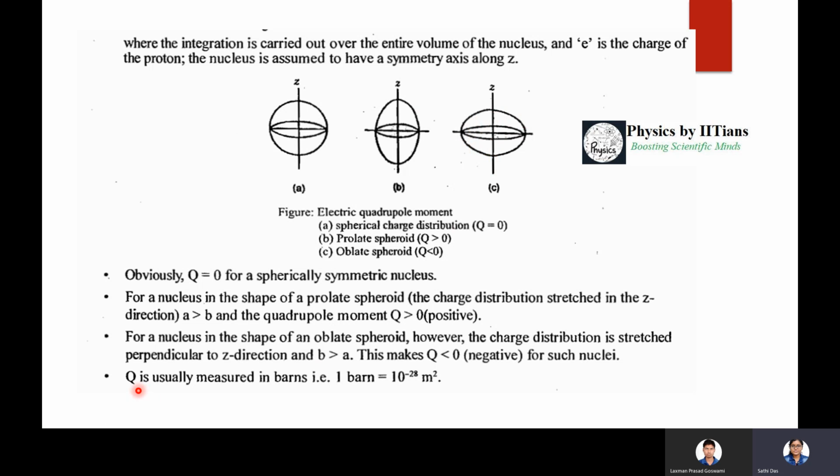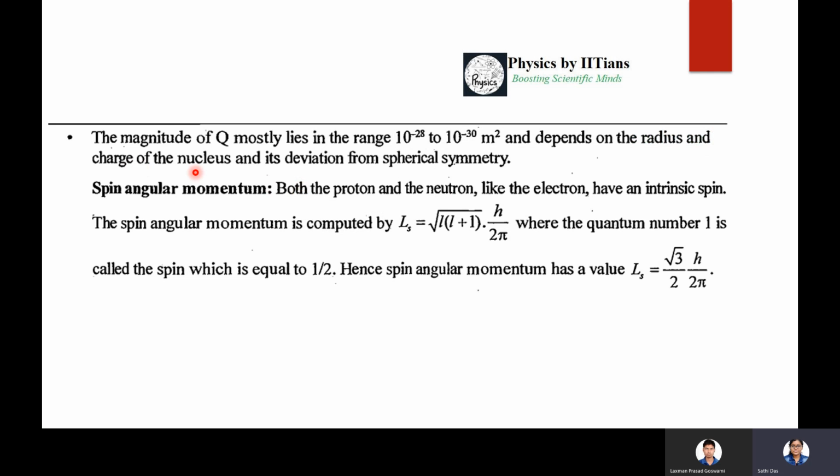Okay, and you should also know that capital Q, for the measurement of nuclei, is measured in barns, and one barn is 10 to the power minus 28 meter square, and capital Q will be 0 for a spherically symmetric nucleus. Suppose there is an s orbital. For an s orbital, we always take the dipole moment as 0, like the hydrogen atom, because the charge is spherically symmetric. So when spherically symmetric, the total charge Q is 0. Whenever the total charge Q is 0, there is no dipole moment.